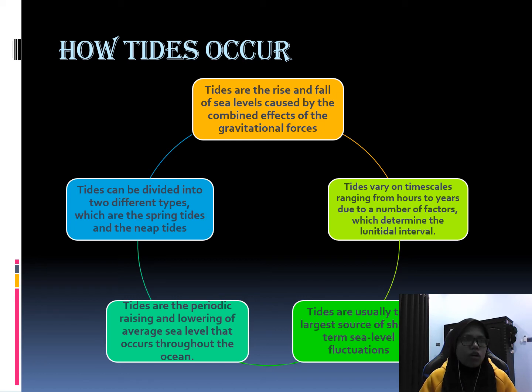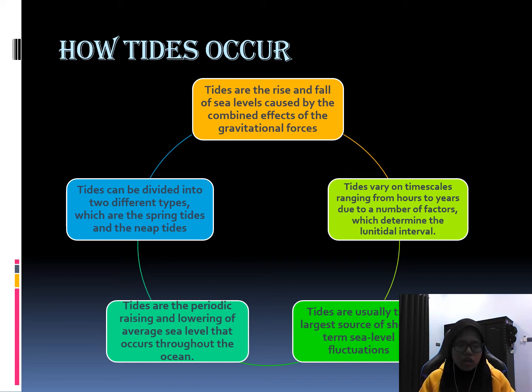Okay, so now tides are defined as the rise and fall of sea level which is caused by the combined effects of the gravitational forces. So tides vary on time scales ranging from hours to years due to a number of factors which determine the lunitidal interval. Usually the tides are the largest source of short-term sea level fluctuation. Tides are the periodic rising and lowering of average sea level that occurs throughout the ocean.